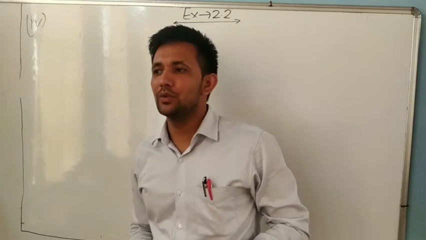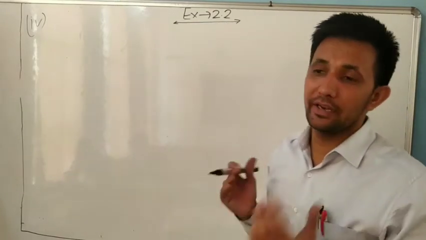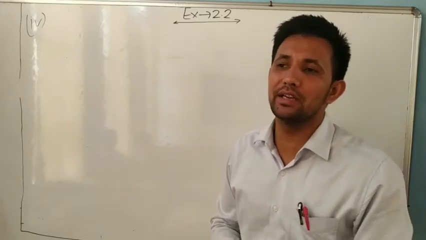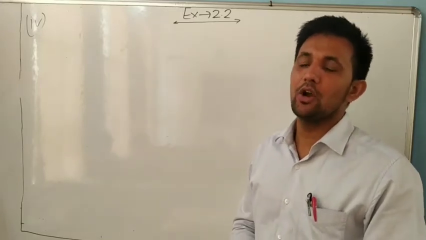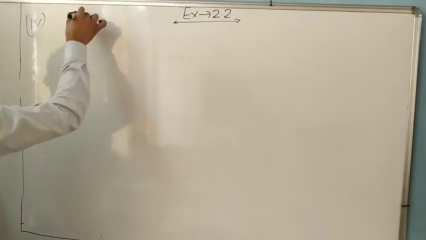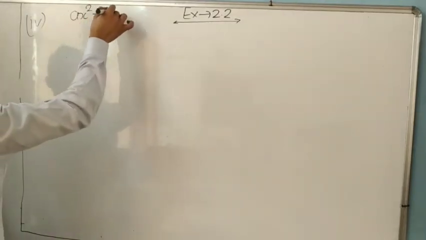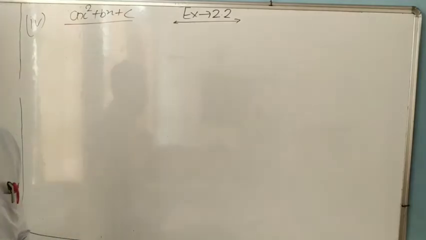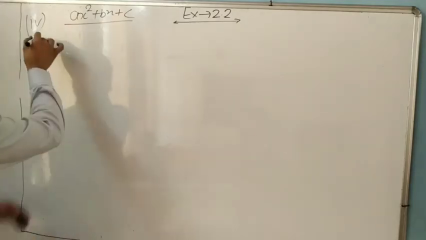In the last class, we already learned in detail what is the sum of zeros and the product of zeros of a quadratic polynomial. Everyone knows ax square plus bx plus c is the general form of a quadratic polynomial. Now part number 4.